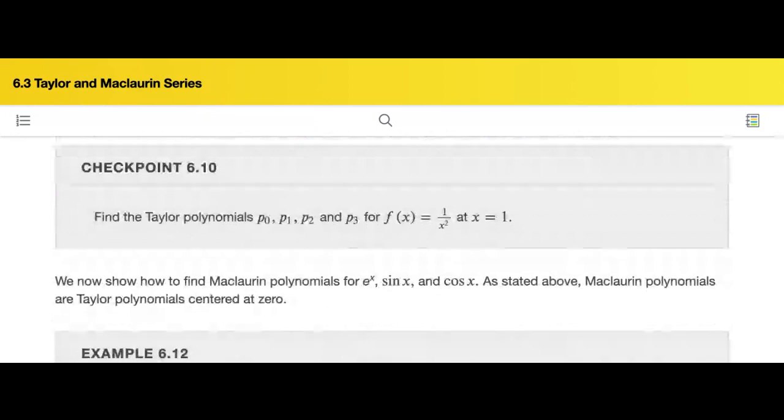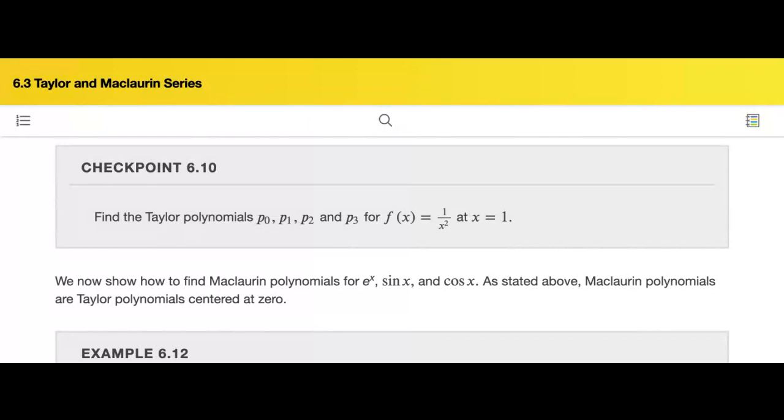Okay, let's all try this one. Let's find derivatives maybe up to third power. So remember P naught is just f of 1. P1 is f of 1 plus f prime of 1 times x minus 1, because a equals 1.